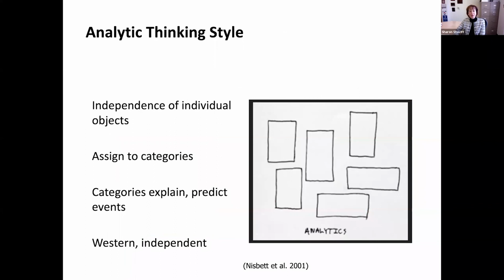People with an analytic thinking style tend to focus on separating individual objects from their context and focusing on the object's distinct attributes. And then they use this information to assign things to mutually exclusive categories. And then analytic thinkers, as a result, tend to use information about an object's category to explain and to predict events. Okay.